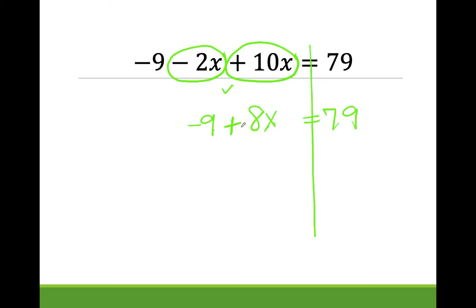Once we do that, we have really nothing else to do except solve just like we did 2-step problems. So add 9 first. So -9 plus 9 is 0. 8x equals 88, and then divide by 8, which equals 11.